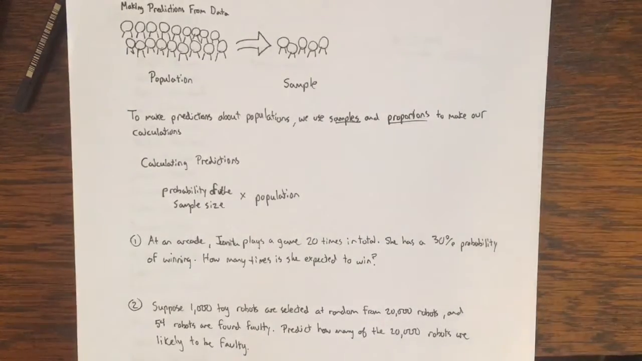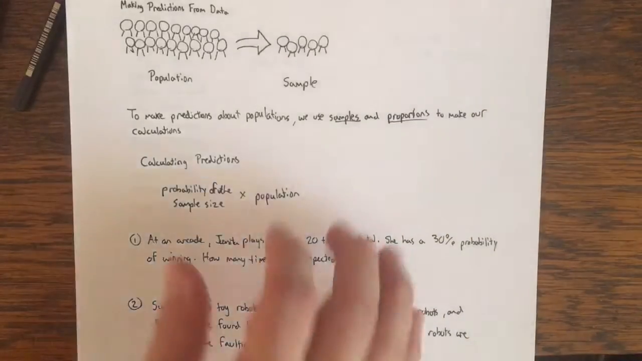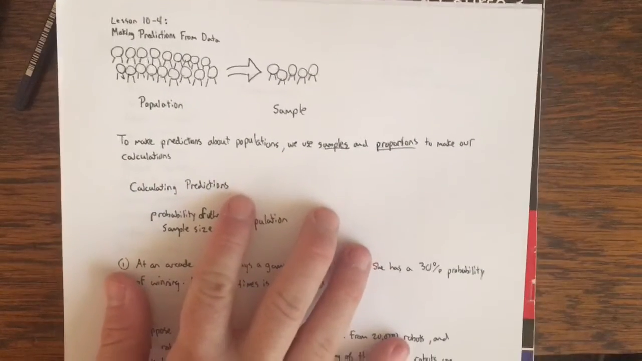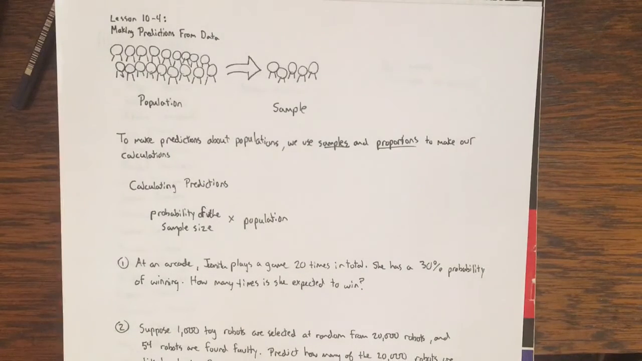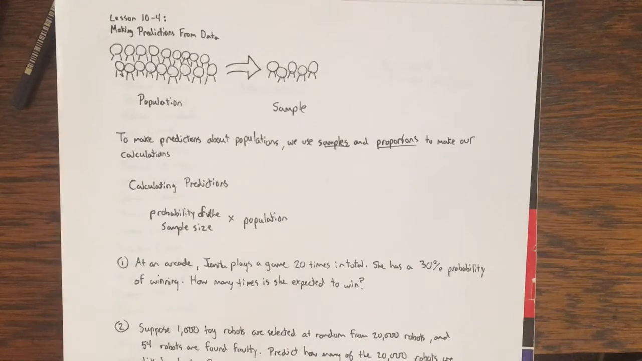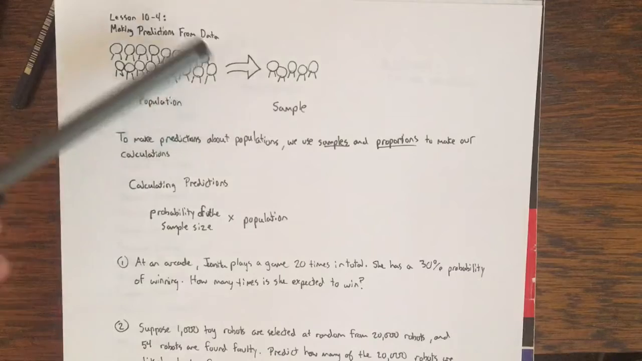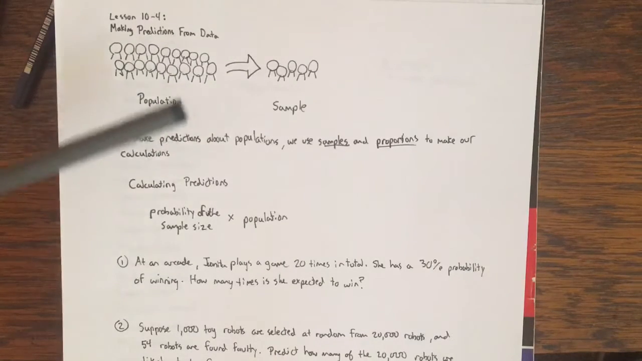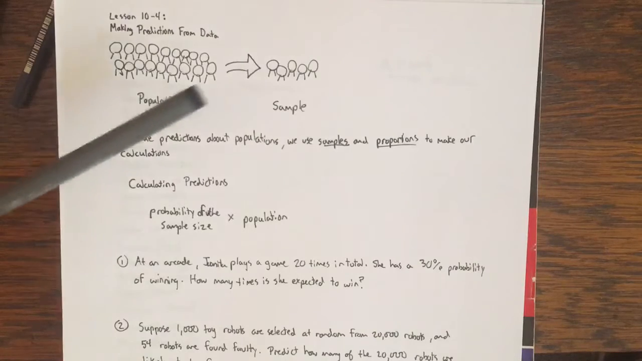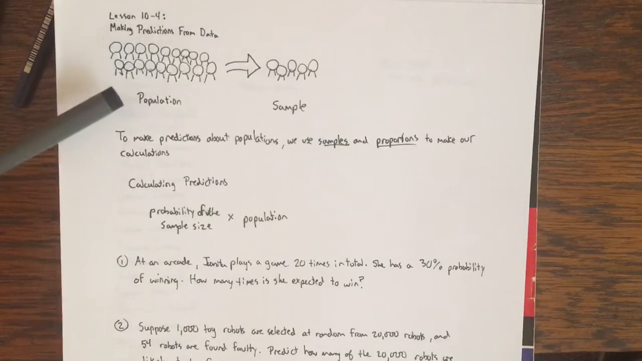Hi class, in today's lesson we're continuing on the topic of probability, and we're going to be looking at an application of it today, and the topic is making predictions from data. Now anytime that we're making predictions, we're usually referring to a large population or group of people, but sometimes it's hard to make predictions from a very large population size.